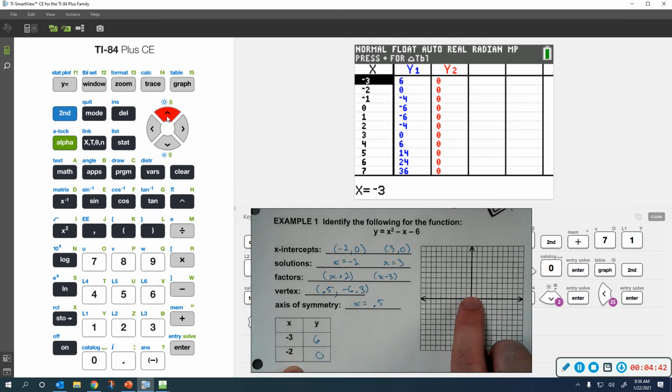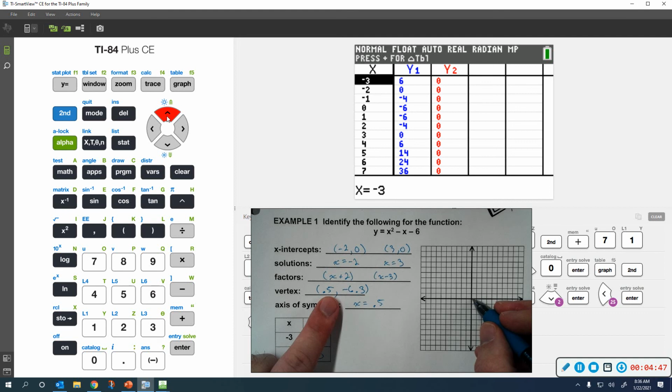Now, when we graph it, I want you to graph the vertex. So 0.5, go out about half, and then down 6.3. So 1, 2, 3, 4, 5, 6, and about 0.3, about right here.